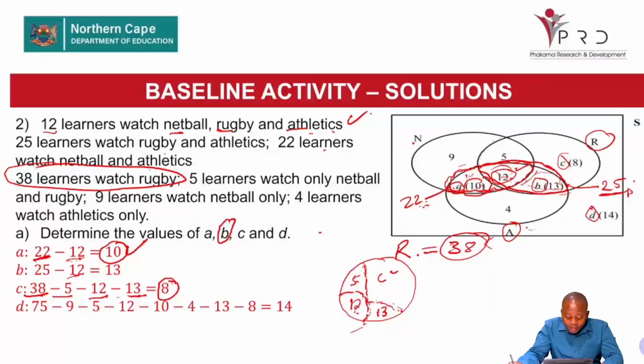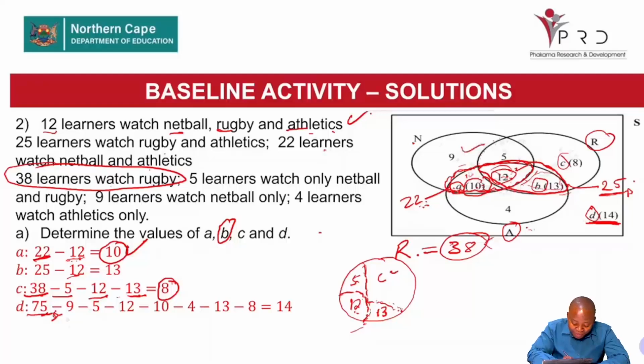Look at D. Now, we are looking for D. So D is what? D is outside. It means a certain number of learners who are not participating in any of those three sports, rugby, netball, and athletics. So how many learners we have in total? We had 75 learners. Now, not all of them are not participating. We subtract every event that is shown on the Venn diagram.